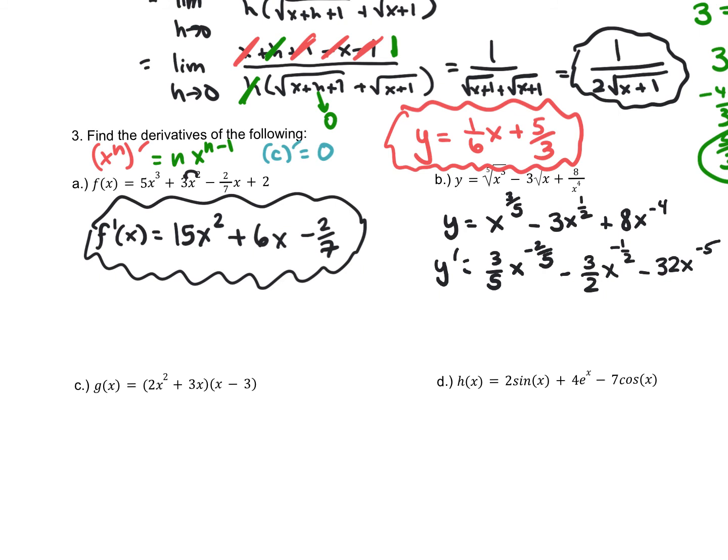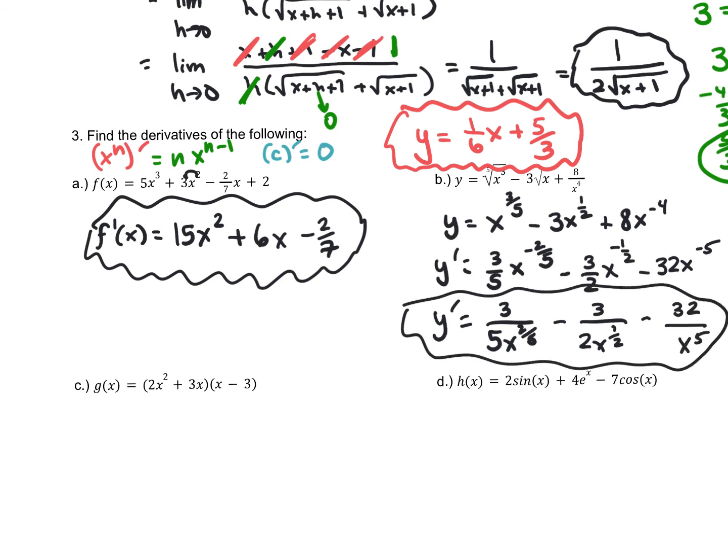Now, one thing we need to do is we want to make sure that we get rid of any negative exponents, and these all have negative exponents. So anything with a negative exponent will just drop to the bottom. So this is 3 over 5 x to the 2/5 minus 3 over 2x to the halves. Notice I'm not dropping the number down because the number is separate from the variable and its power. Negative 32 over x to the 5th.